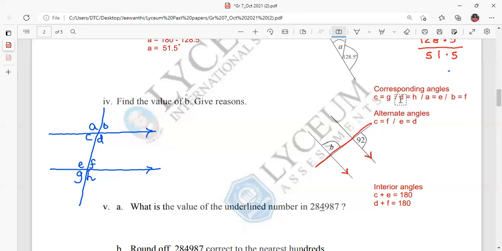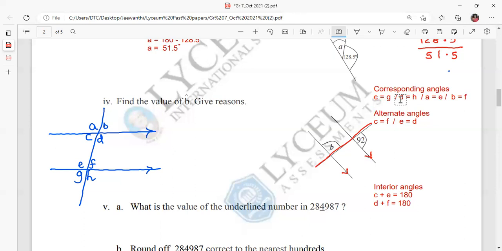Again, check the diagram well and you see C and G equal, A and E equal, B and F equal, D and H equal, they are corresponding angles. Then the alternate angles C and F and E and D. The interior angles, they are not equal, but they add up to 180. If you take C and E, they are interior angles and they will add up to 180. And D and F, yes, again, they are interior angles.